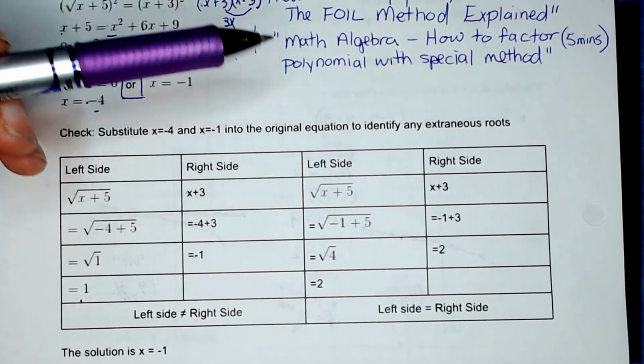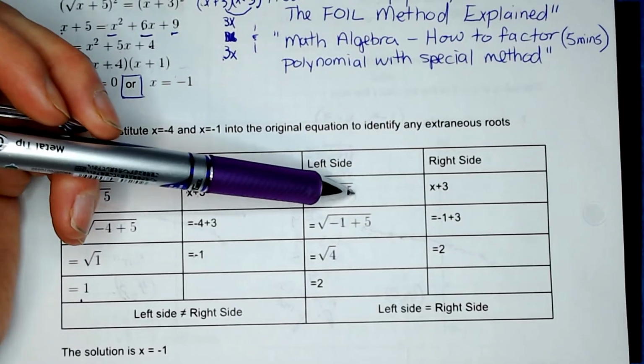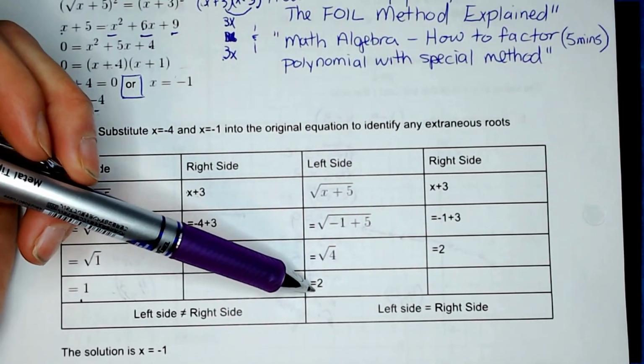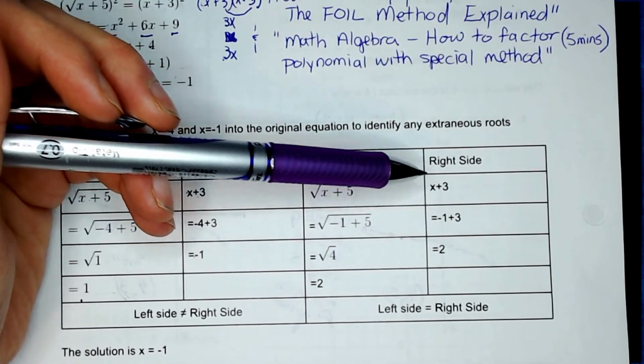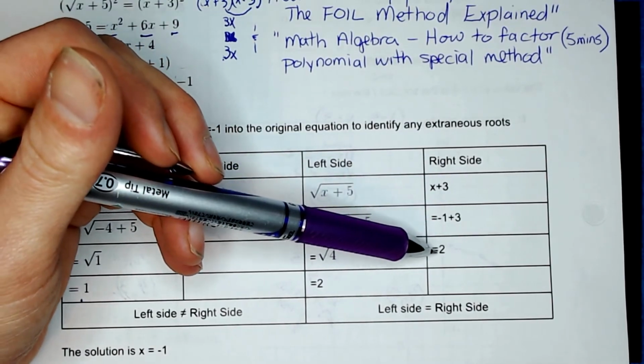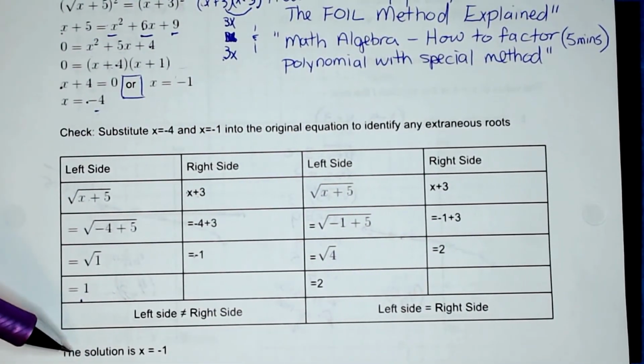If we compare using -1, we plug -1 into these values, we get the root of -1 plus 5, the root of 4, which is 2, and then -1 plus 3, which is also 2. The left side equals the right side, so we know that the answer is -1.